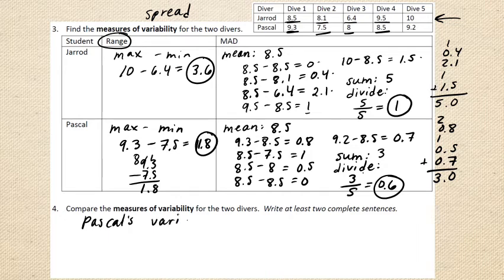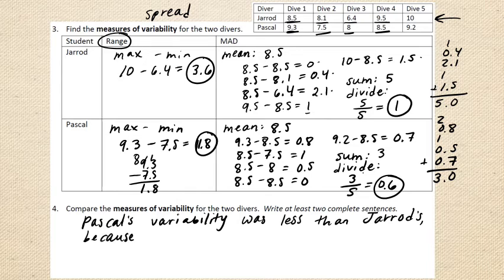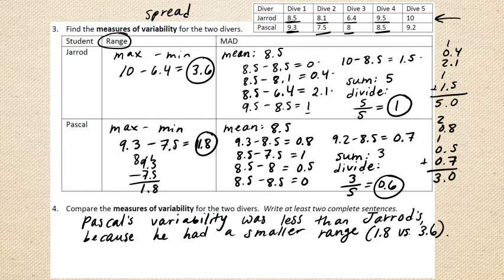variability was less than Jared's because he had a smaller range. So in this case, we were comparing 1.8 versus 3.6.